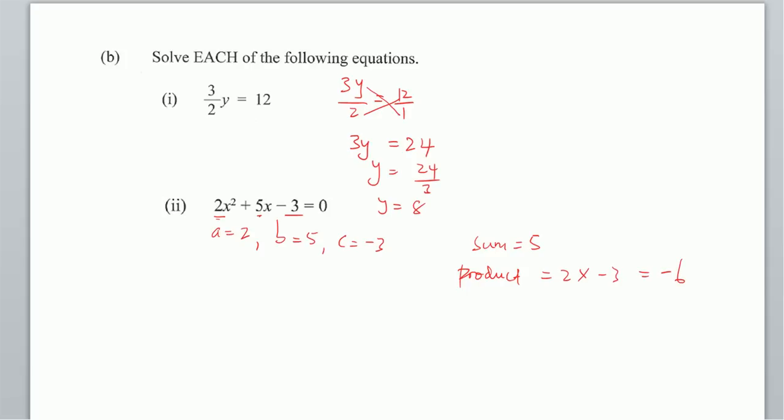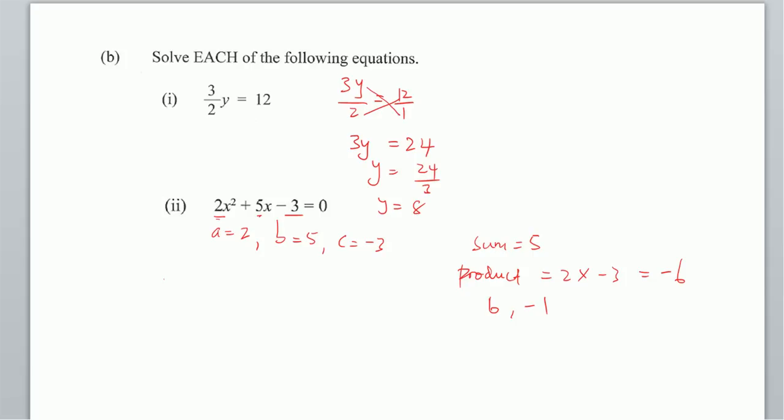So I need to get two numbers whose sum is 5 and whose product is minus 6, right? So if we take 6 and minus 1, 6 multiplied by minus 1 will give me minus 6, and 6 plus minus 1 will give me 5.